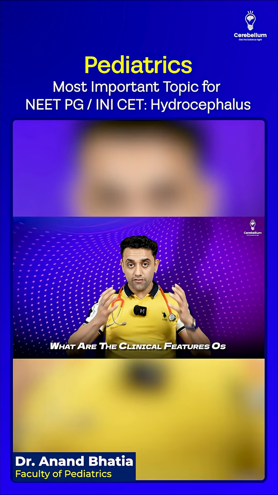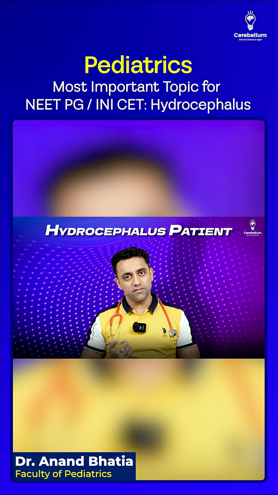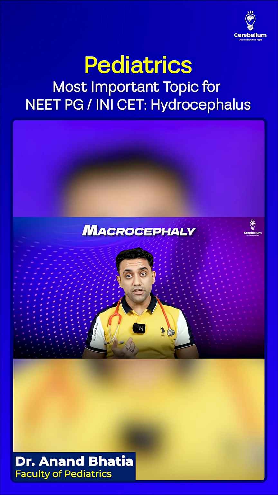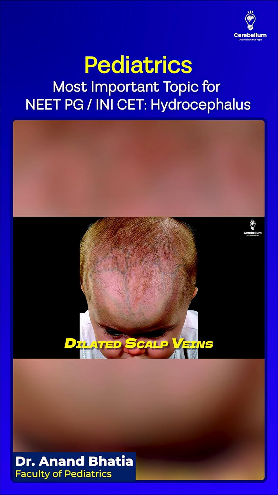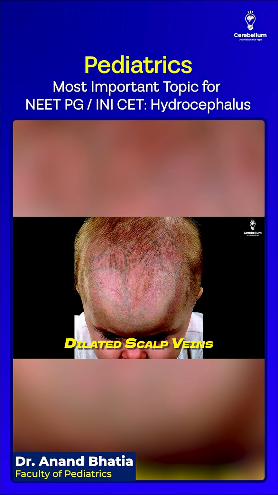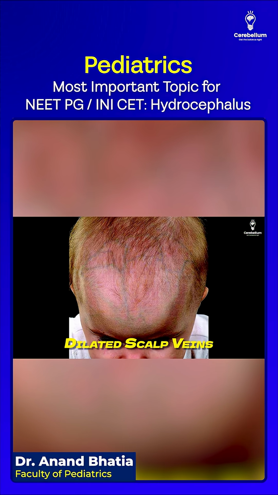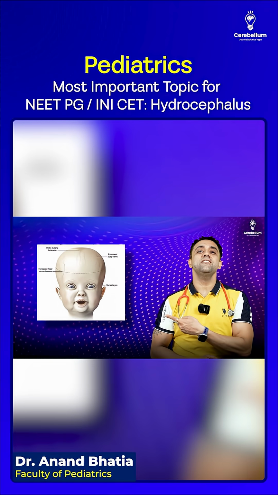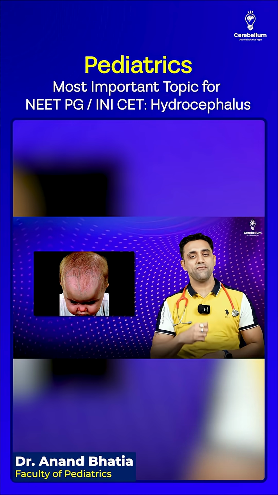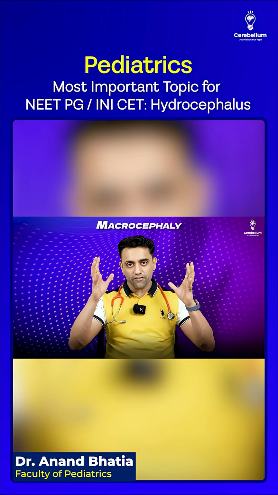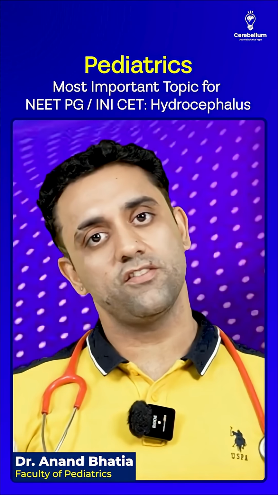What are the clinical features of a hydrocephalus patient? Number 1, macrocephaly. Number 2, very importantly, dilated scalp veins. You can see this picture right now. Dilated scalp veins, and the patient will also have a sunset sign. So dilated scalp veins, sunset sign, macrocephaly: these are the clinical features of hydrocephalus.